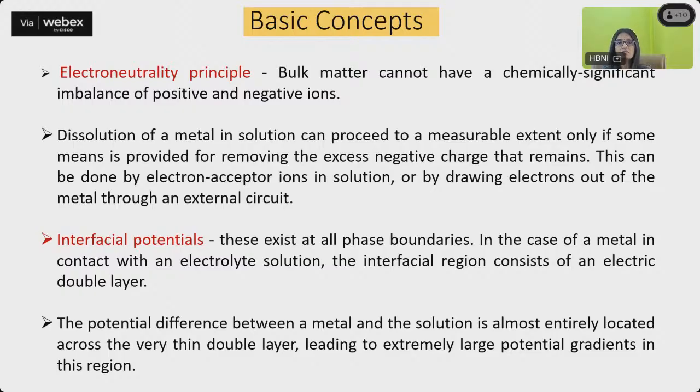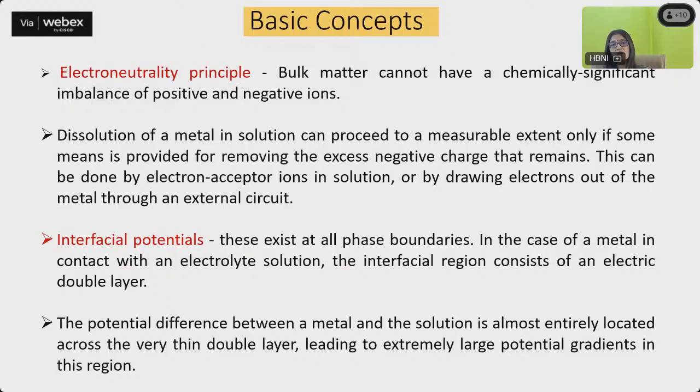So if you are dissolving a particular metal in solution, it will proceed to a measurable extent only if some means is provided for removing the excess negative charge that remains. This is done by using electron acceptor ions in the solution or by drawing the electrons out of the metal through an external circuit. Only when you remove this excess negative charge is the dissolution of a metal going to continue spontaneously and to a measurable extent. So this is the electroneutrality principle, because bulk matter cannot have a chemically significant imbalance of positive and negative ions.